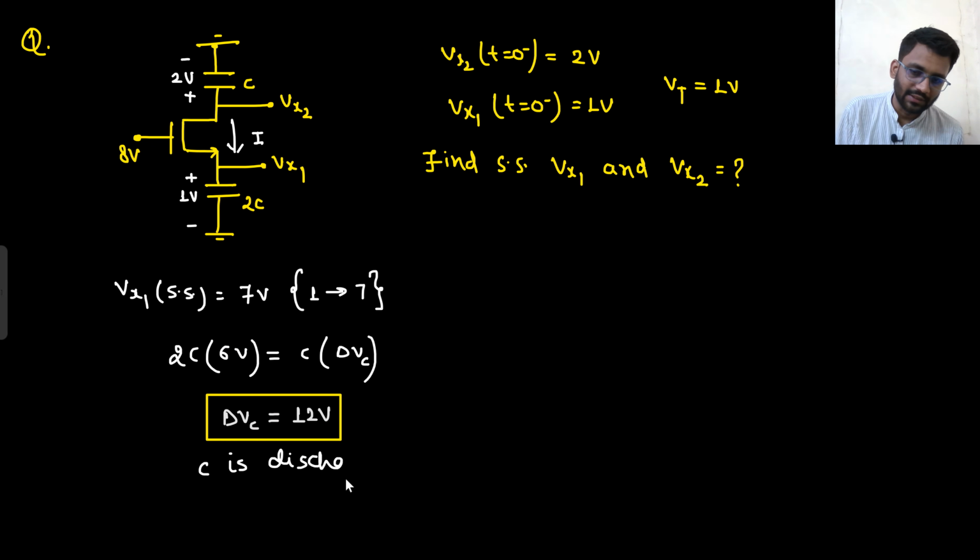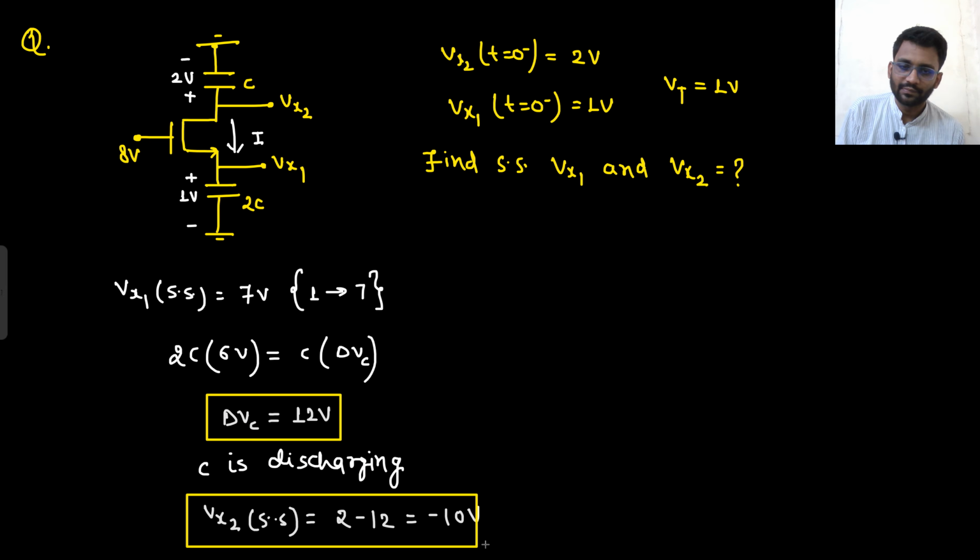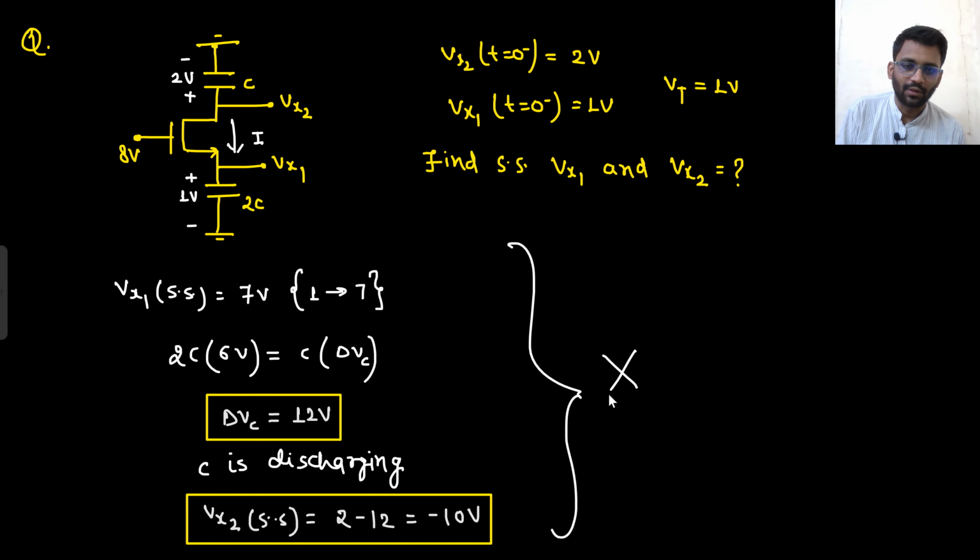C is discharging. If C is discharging, then initially it was having 2 volt, and it will discharge by 12 volt. So what will be your Vx2 steady state? It was 2 volt and then it will lose 12 volt. So Vx2 steady state would be minus 10 volt. And this whole analysis is wrong.